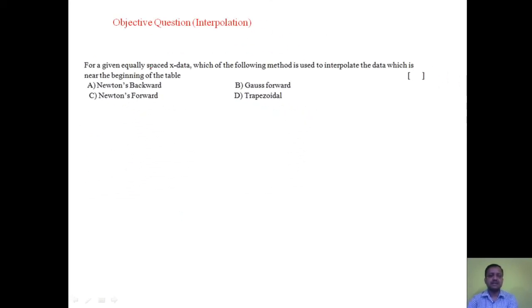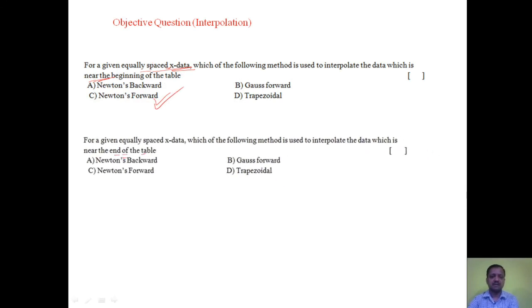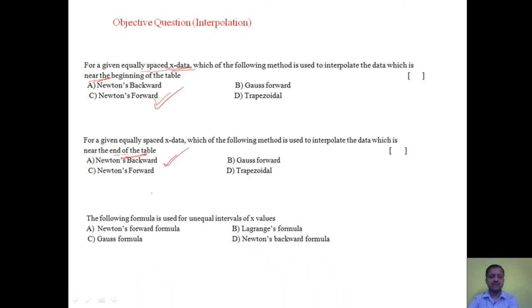For a given equally spaced x data, which of the following formulas is used to interpolate the data which is nearer to the beginning of the table? You are going to find the value of x that is nearer to x naught. Then we apply Newton's forward formula. For the end of the tabular value, with equally spaced data, we apply Newton's backward difference formula. Which formula is used for unequally spaced values of x? Lagrange's formula we are going to use.